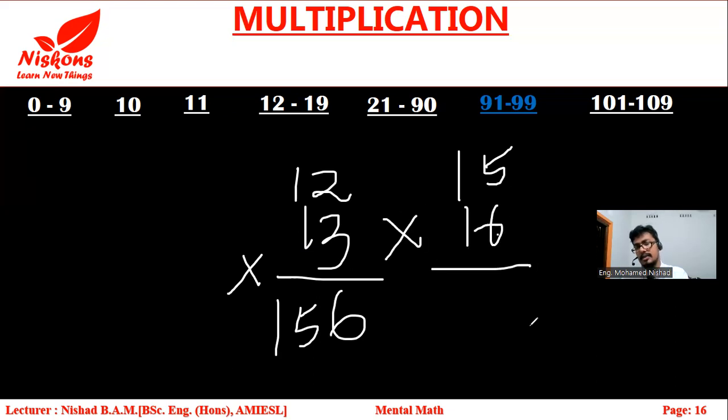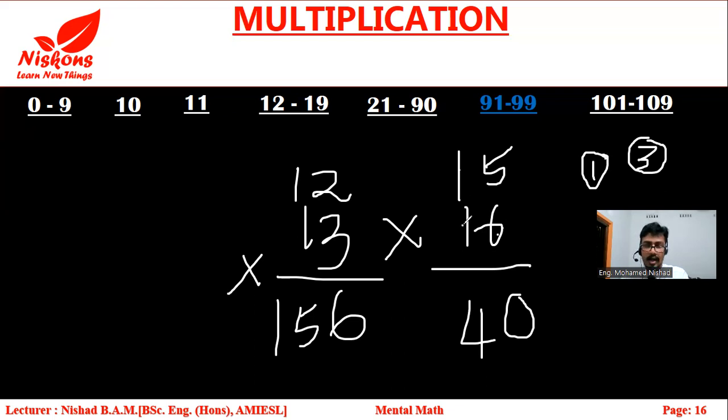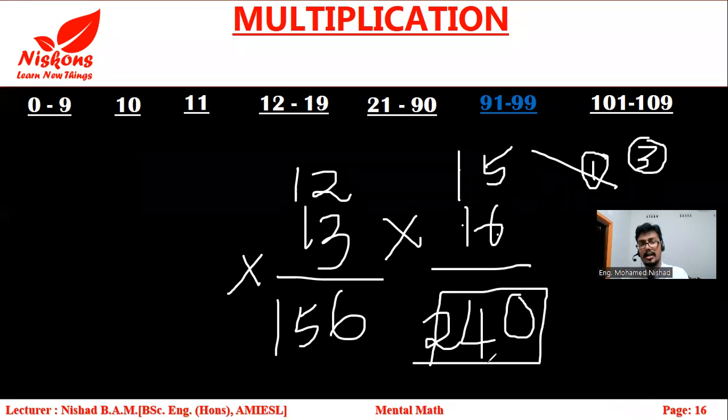5 times 6, that will be 30, that will be 0. And then 6 plus 5, that will be 11. And then we have to add that remainder 3. So 11 plus 3, that will be 14. So 4 will come over here. 1 will be a remainder. And then 1 times 1, that will be equal to 1. And we have to add that 1. So then the answer will be 2. So then the final answer will be 240. Right? So likewise, we can play around with these things.